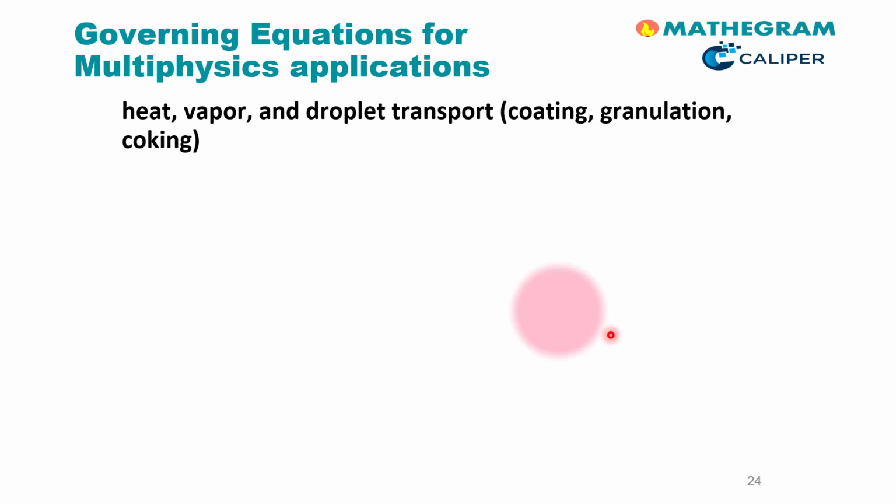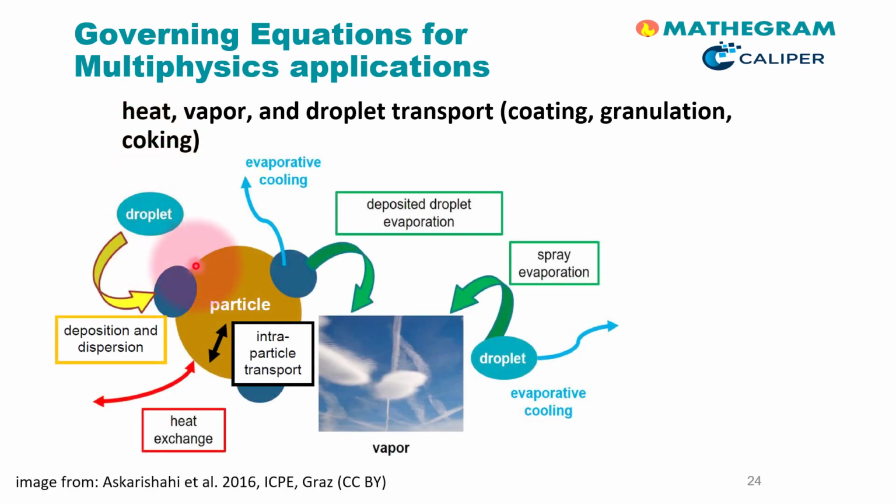First, this is combined heat, vapor, and droplet transport in an industrial process. Such processes include, for example, the coating of tablets in rotating pans, fluidized bed granulation used in food and pharma applications, or so-called fluid coking, which is used in petrochemical applications to crack large hydrocarbon molecules. The complexity of phenomena occurring in such industrial processes is illustrated in this figure from Asghari-Shari et al.